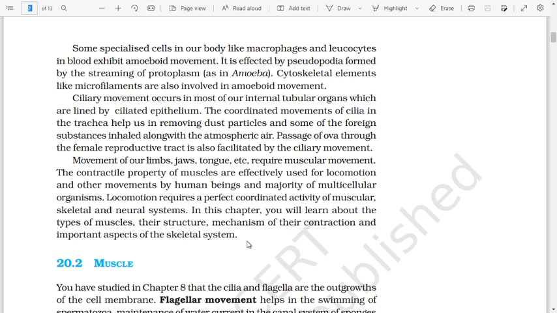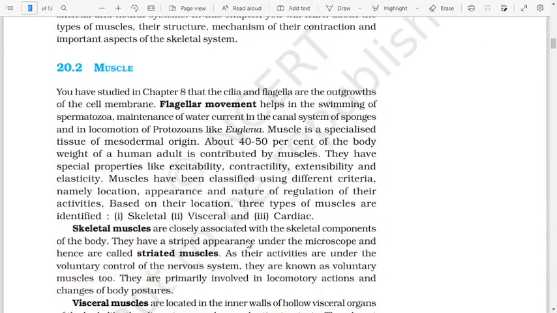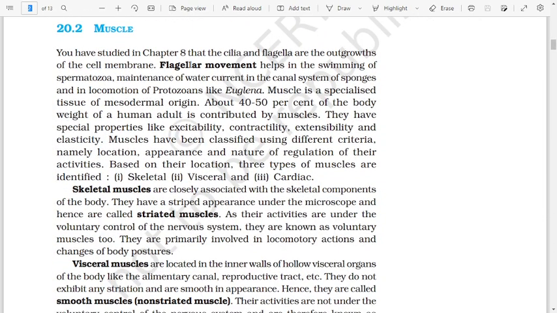Muscle. You have studied in chapter 8 that the cilia and flagella are the outgrowth of the cell membrane. Flagellar movement helps in the swimming of the spermatozoa, maintenance of water current in the canal system of the sponges, and in locomotion of protozoans like euglena.